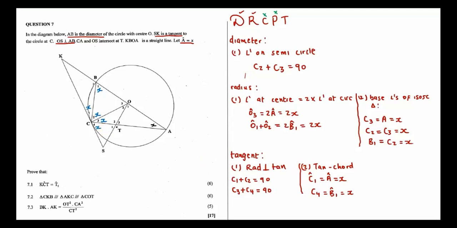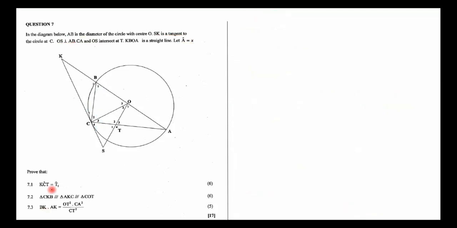Okay, so what else were we given here? We were also told that we have OS being perpendicular to AB. So I'm going to write it here, OS perpendicular to AB. So what does that mean? Basically that means that if OS is perpendicular to AB, therefore O1 is 90 and O2 plus O3 is 90. So we're done with the first part, which means we have found all the angles. So let's go ahead and go to the second part where we answer the questions.